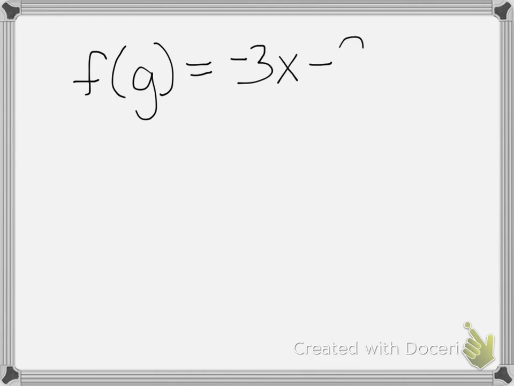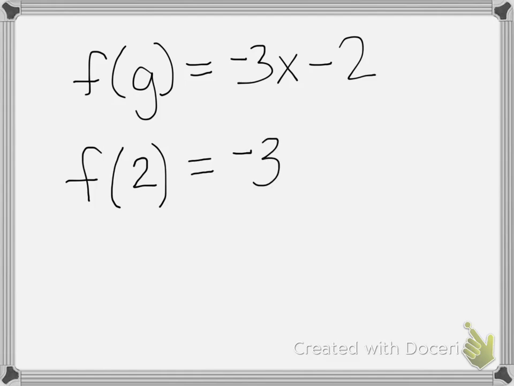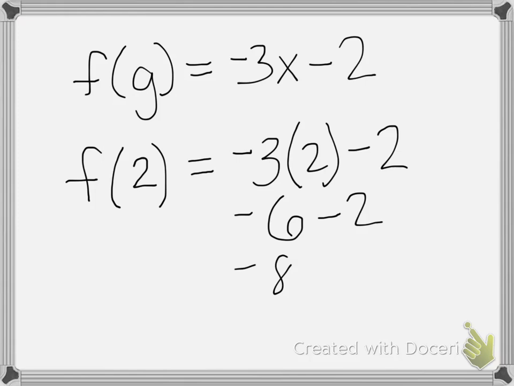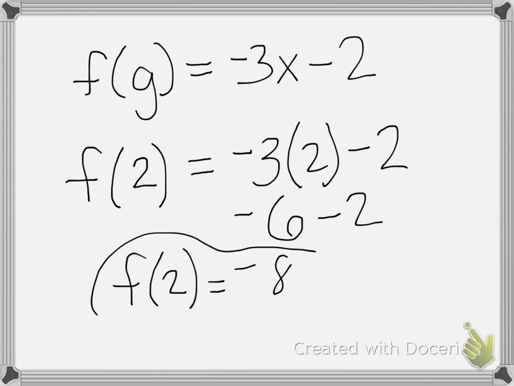So if I give you another function, f of g equals, I don't know, I'm just making this up, negative 3x minus 2. They will ask you, what's f of 2, or whatever number. And so you're just putting in a 2 where the x is. Negative 3 times 2 is negative 6, minus 2 is negative 8. And so your answer, you say f of 2, meaning if I plug a 2 in, I will get negative 8.